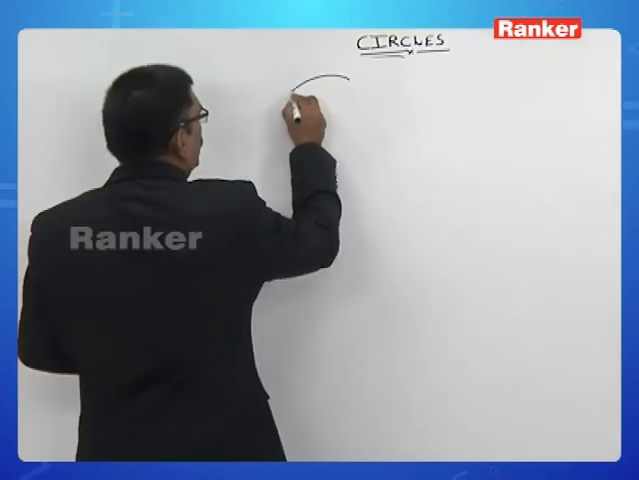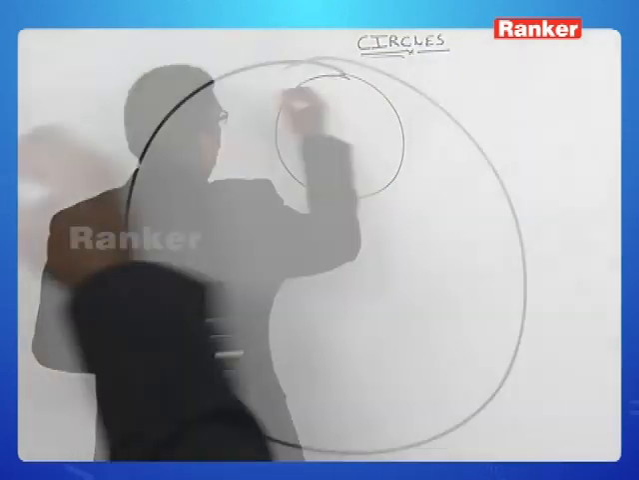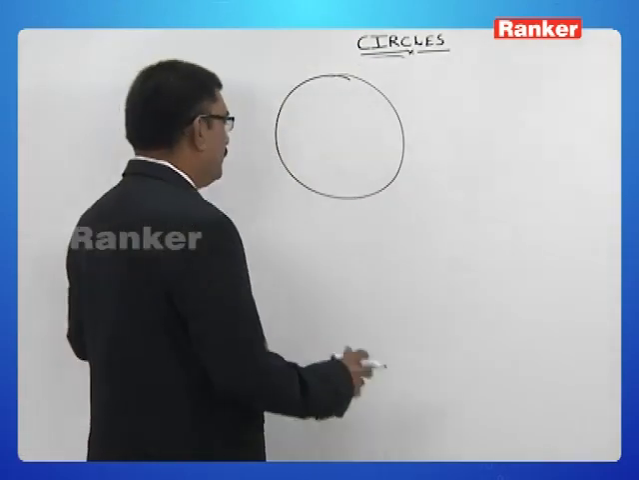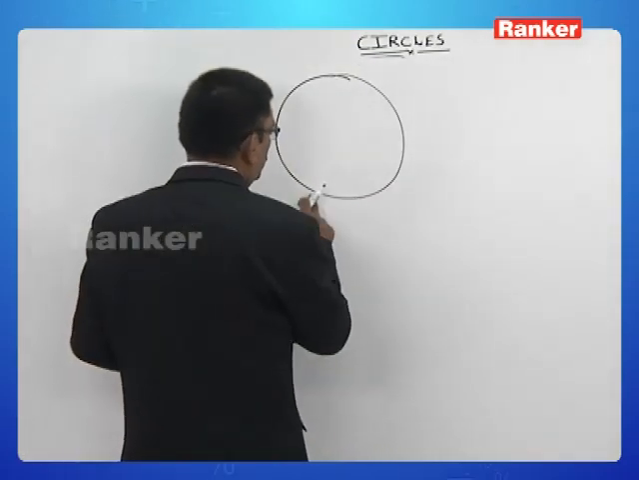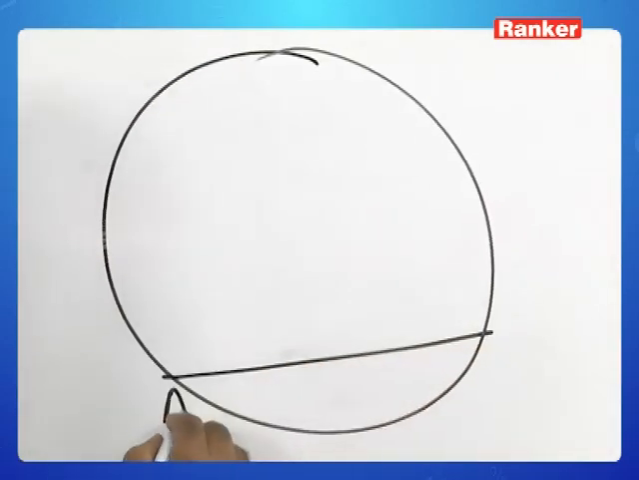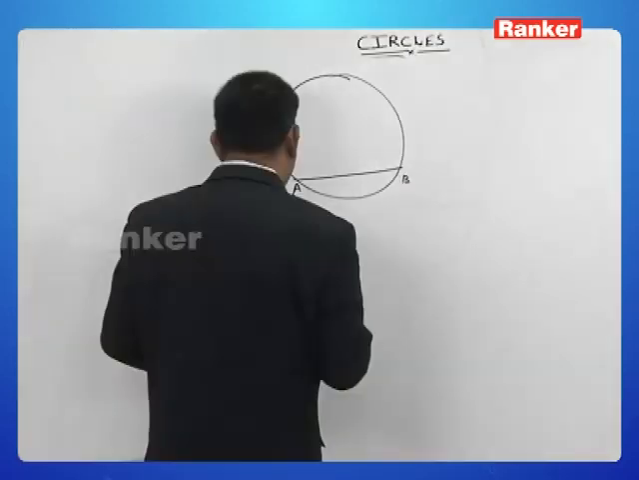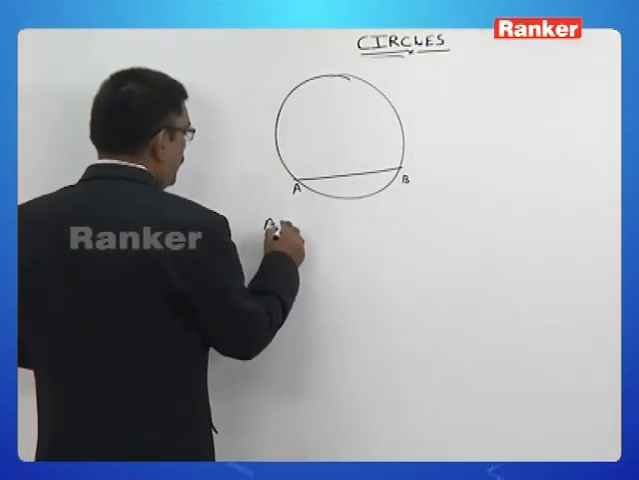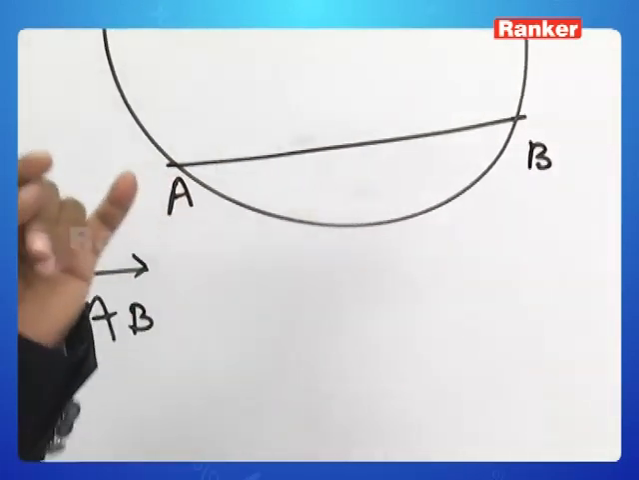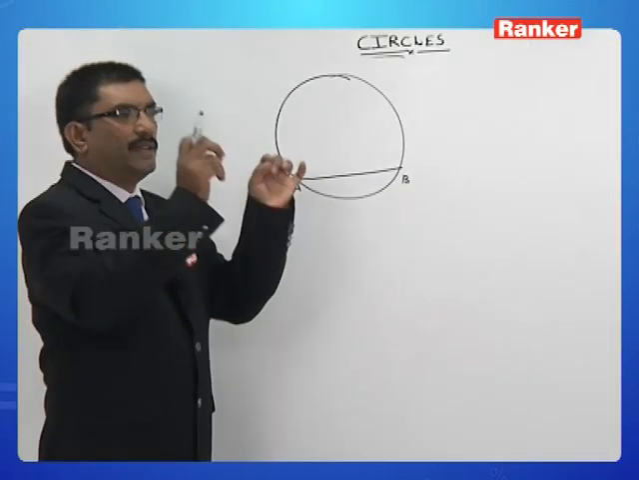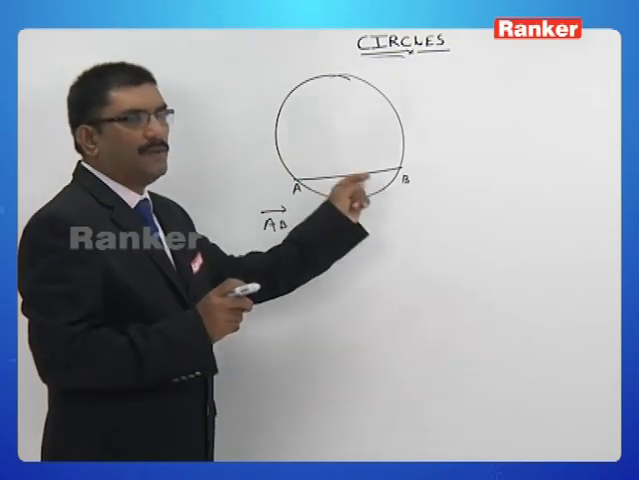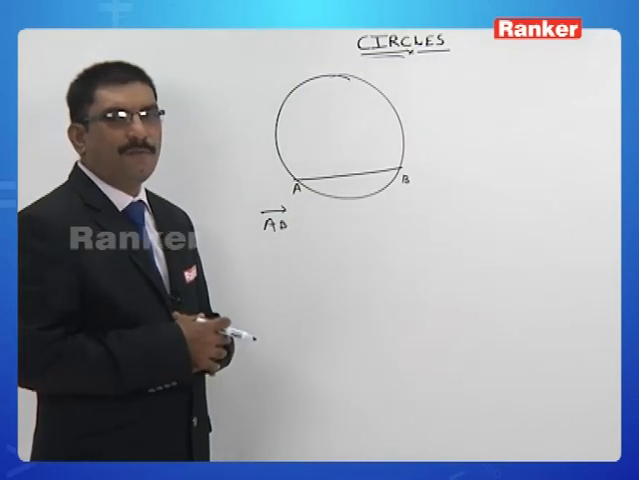Next, a circle. Now, first of all, the basic properties. This is a chord. AB is a chord. So this AB, the A and B are the 2 points on the circle. The line joining these 2 points, we call it a chord.